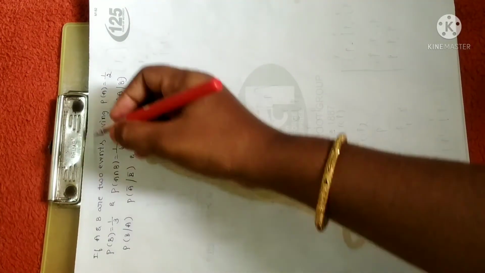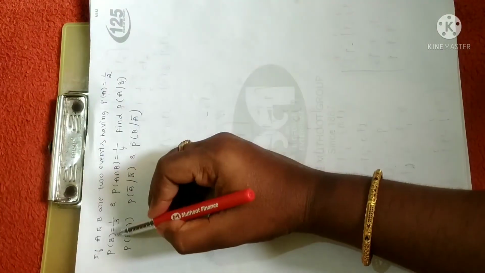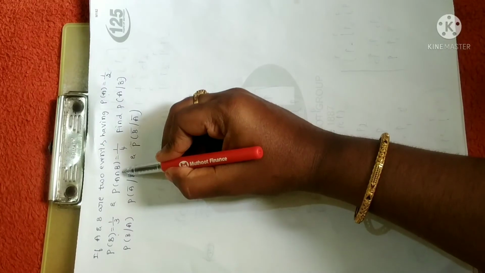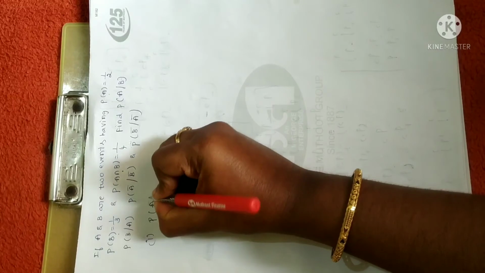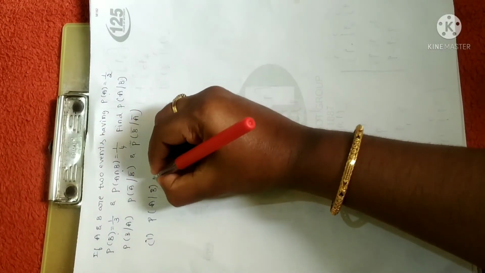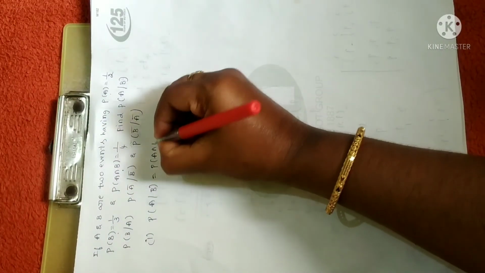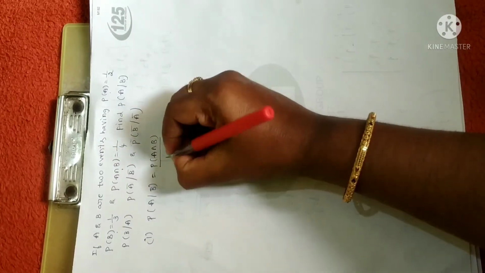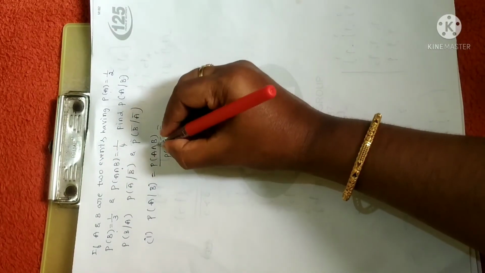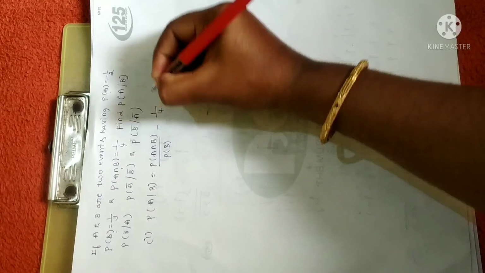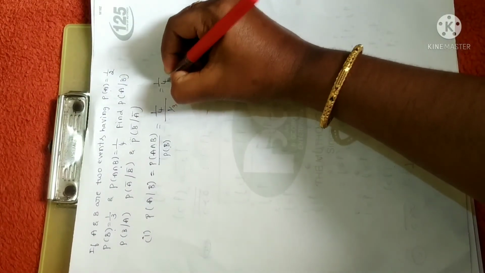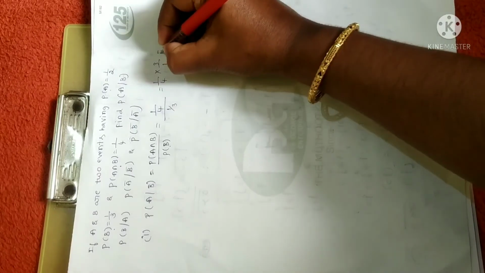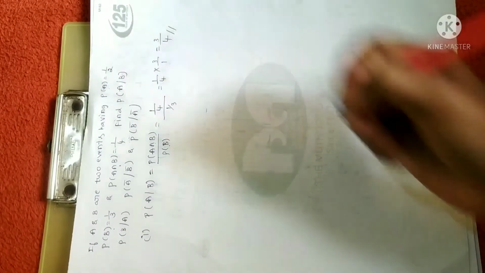If A and B are two events with probability of A, probability of B and probability of A intersection B given, we have to find, first one, probability of A with reference to B. Just use the formula: probability of A intersection B divided by probability of B. Probability of A intersection B is given as 1 by 4, divided by probability of B, which is 1 by 3. Let me simplify: 1 by 4 into 3 by 1. Therefore it is 3 by 4.